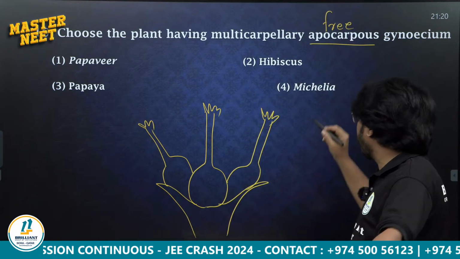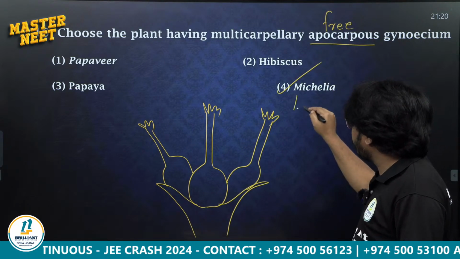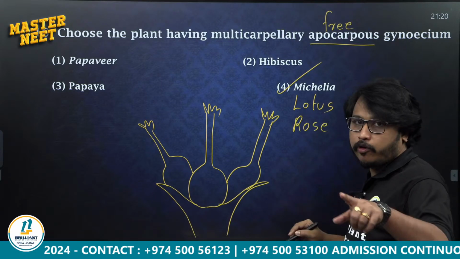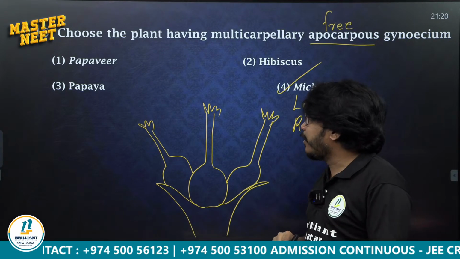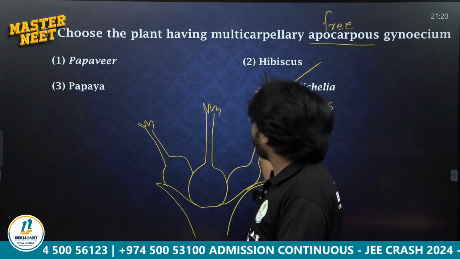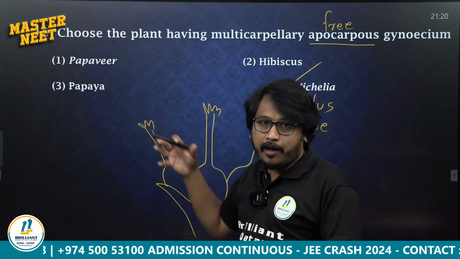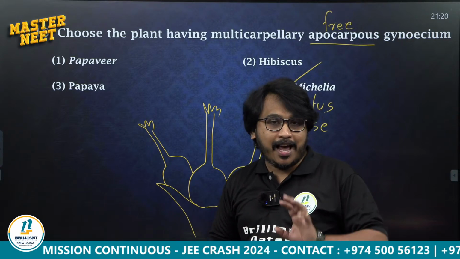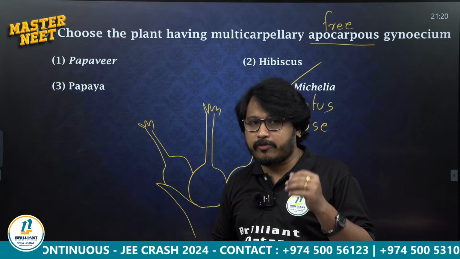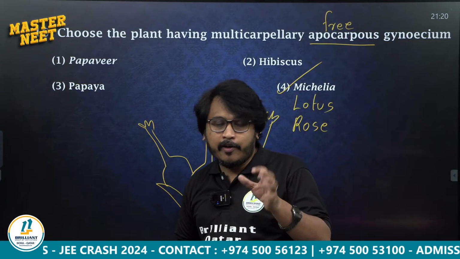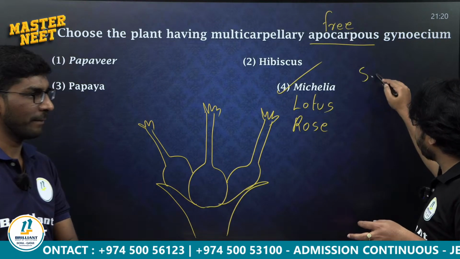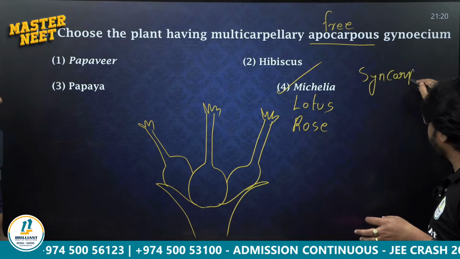So here you have to learn not only Michelia, but also lotus as well as rose. That is given in Morphology of Flowering Plants in grade 11. The remaining ones, papaver, hibiscus, as well as papaya, are multicarpellary and syncarpous. Also try to recollect two families from the morphology chapter which are multicarpellary and syncarpous. If possible, please write and keep these examples.